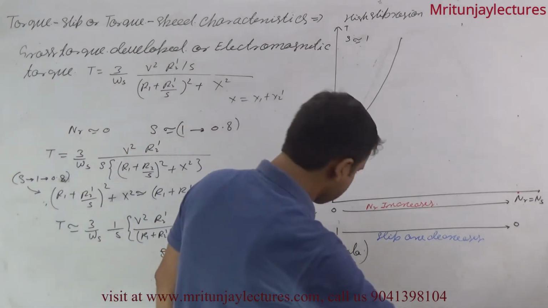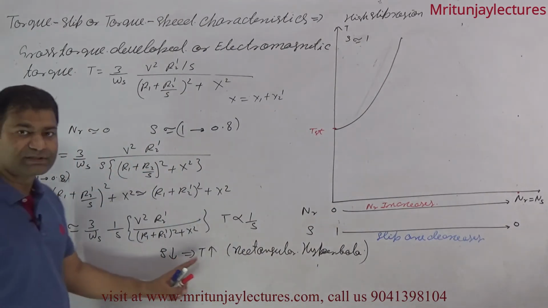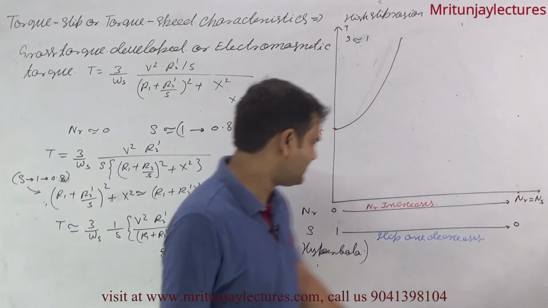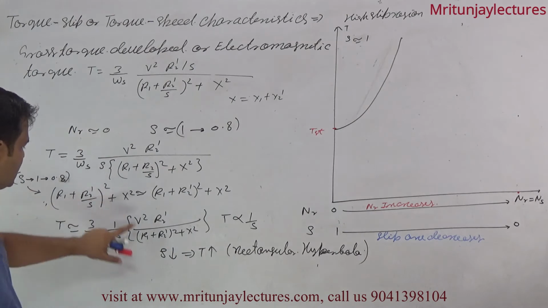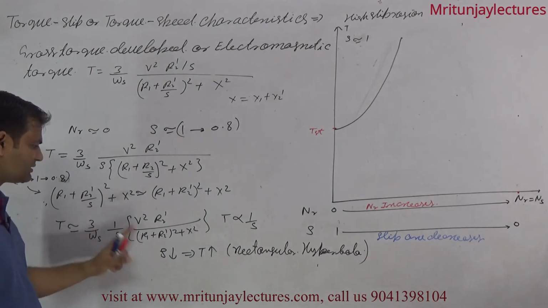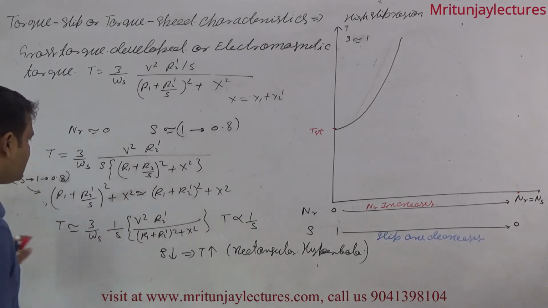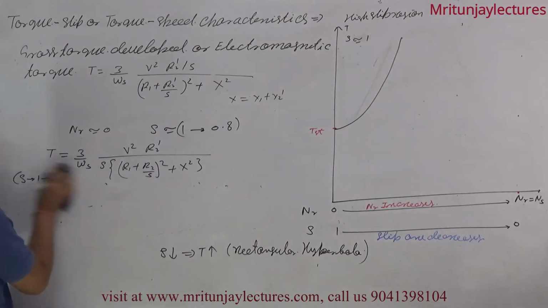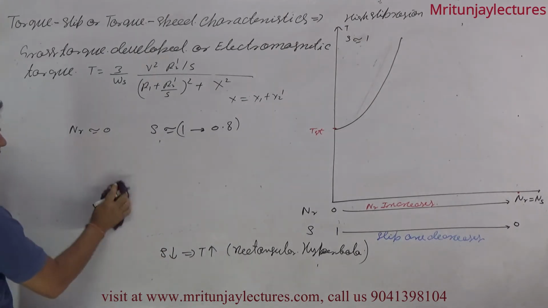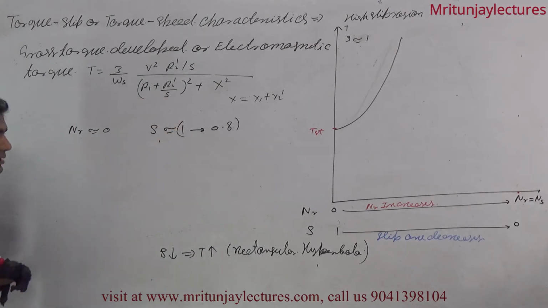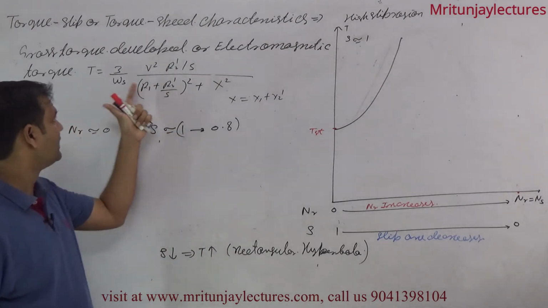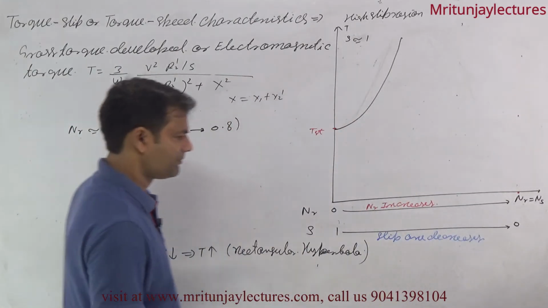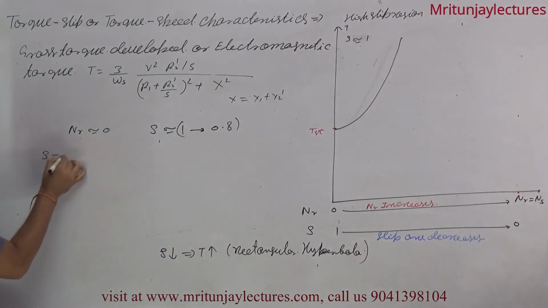Now why? First of all, it's clear T is inversely proportional to S. Now why is it written like this? Why is this one not considered and this one is considered? If any doubt, let me explain why not consider this portion. This portion is assumed constant and 1 by s is not considered a constant. Suppose that s is equal to 0.9.